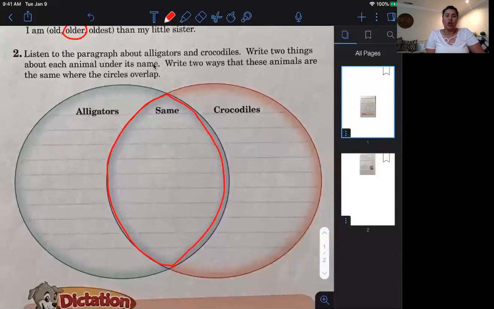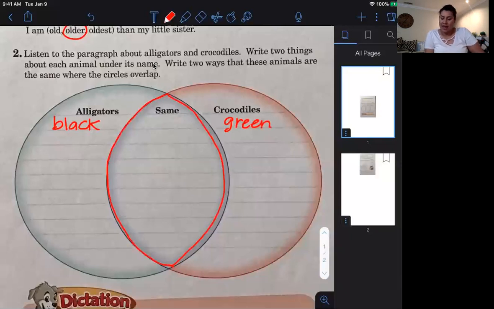Okay, so we're looking for two things in every section. What is one thing we can say about alligators? Alligators are what color? Black. So we can write black because they're black, which that's a fact that I didn't even know. I would have said that both of them were green because we've always seen cartoons and pictures of alligators that are green. I've always thought that alligators and crocodiles were both green, but I just learned something. Alligators are black and crocodiles are the ones that are green.